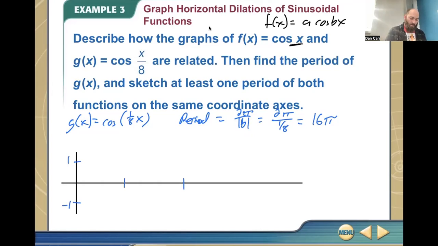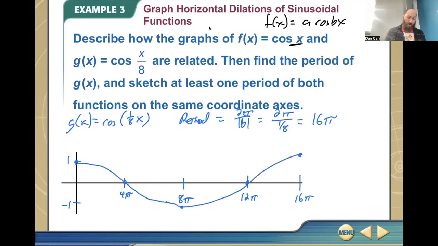So 1, 2, 3, 4. This curve is going to 16 pi. The halfway mark is going to be 8 pi. Halfway between 8 and 0 is going to give me 4 pi. And then this will give me 12 pi right here. The cosine function starts up here, then it's going to cross, hit the minimum, cross again, and hit the maximum. Close enough. There's my cosine, my g of x function here.